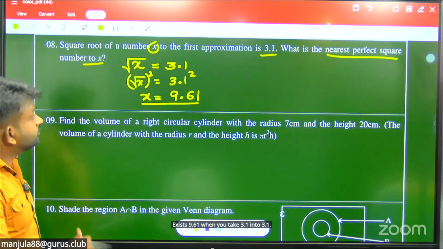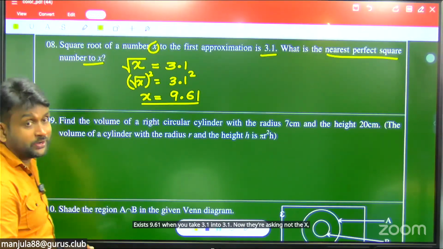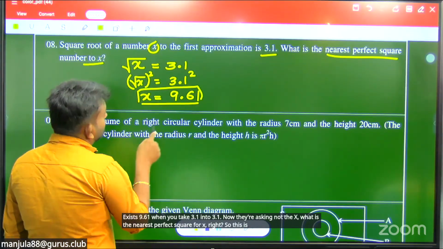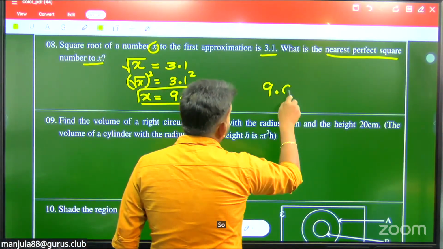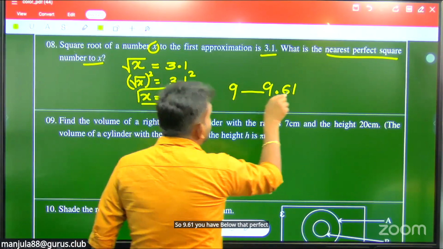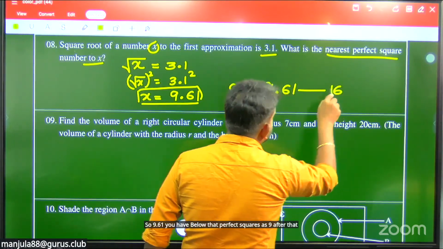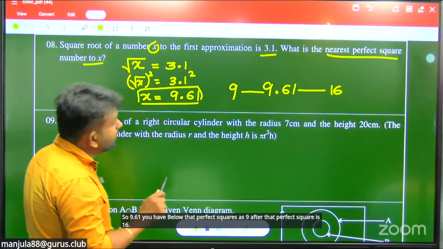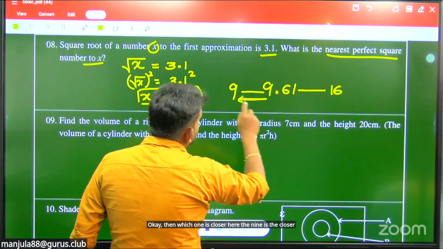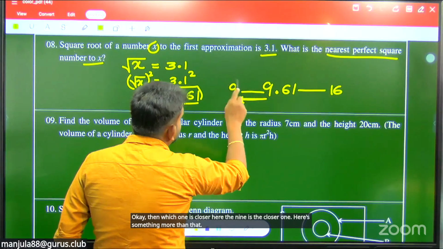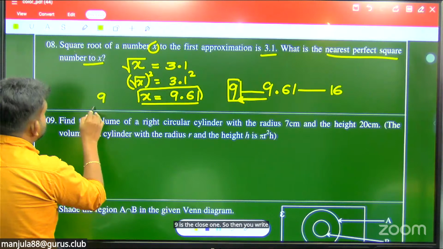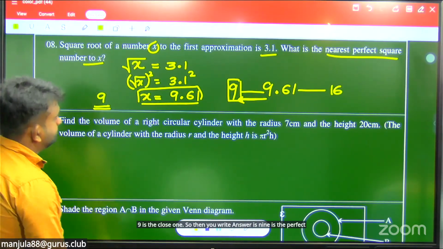Now they are not asking for x, they are asking for the nearest perfect square to x, right? So this is 9.61. Below that, the perfect square is 9. After that, the next perfect square is 16. Then which one is closer? Here 9 is the closer one. So you write the answer: 9 is the perfect square.